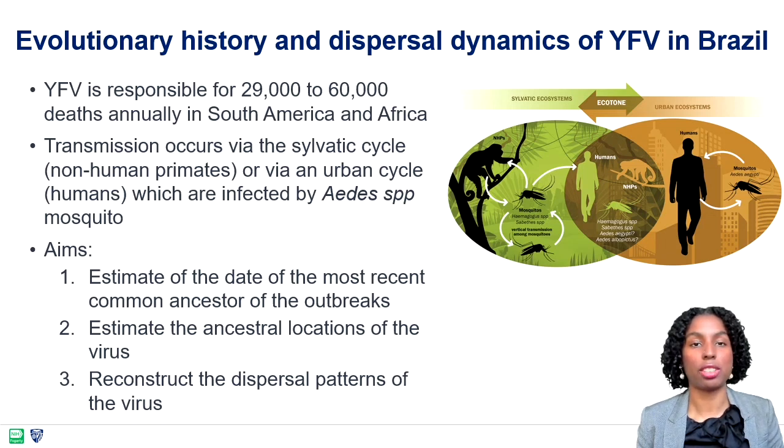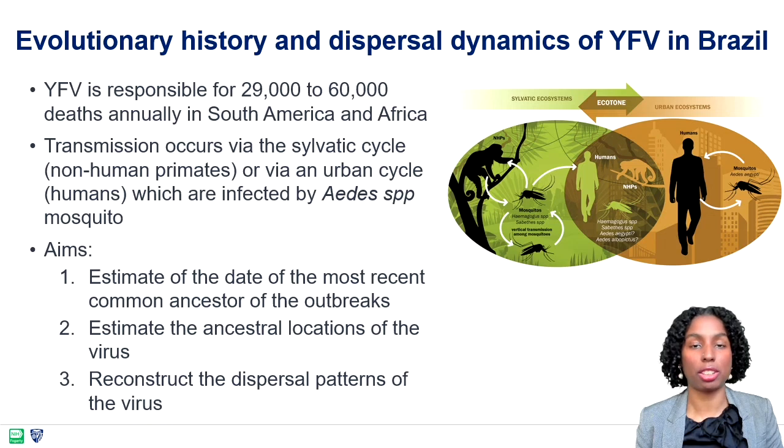The yellow fever virus is responsible for 29,000 to 60,000 deaths annually in South America and Africa and is the most severe mosquito-borne infection in the tropics. The viral transmission occurs via the sylvatic cycle, in which humans and non-human primates are infected by mosquito vectors. Transmission can also occur via the urban cycle, in which humans are infected by Aedes species mosquitoes that feed mostly on humans. Recently, Brazil has experienced its largest recorded yellow fever outbreak in decades.